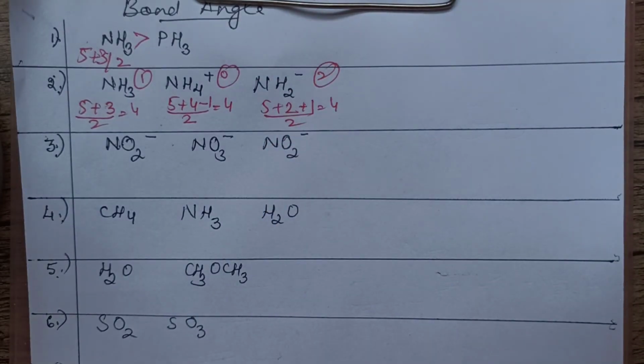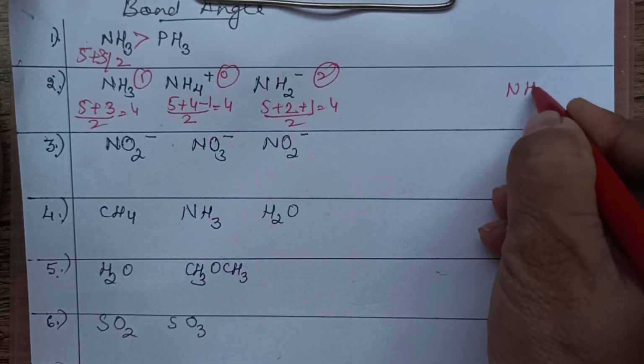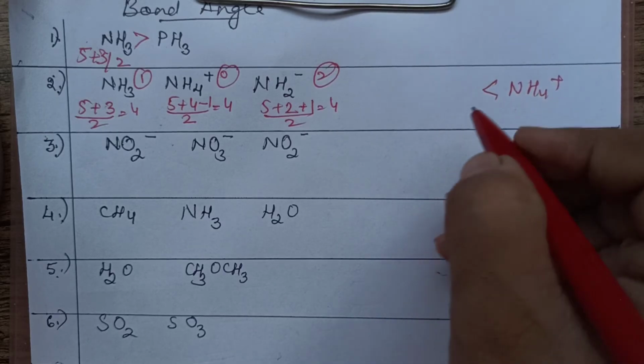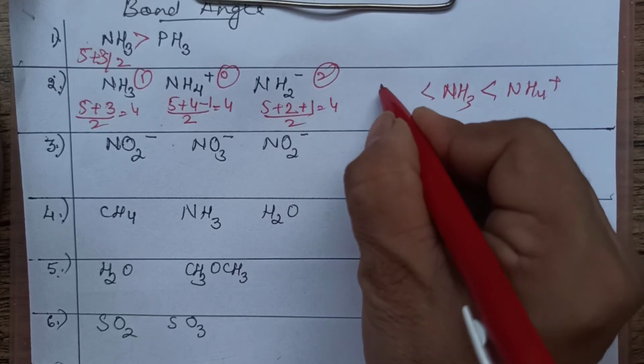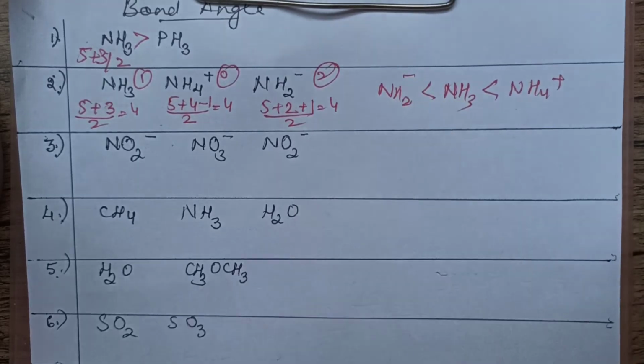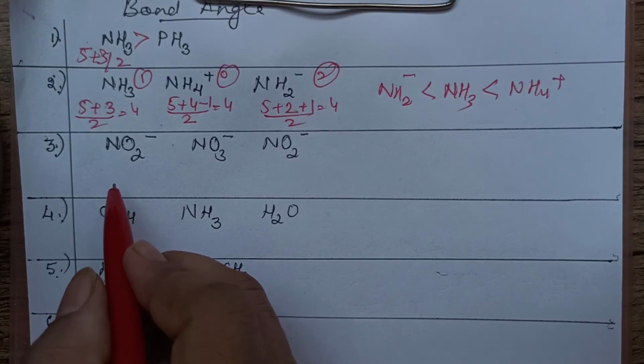So now we can arrange this in the order. So what will be the order, children? Ammonium ion will have the maximum bond angle, then you will have ammonia, and then you will have amide, NH2 minus. Right? Now you can just calculate that hybridization part quickly on your own.